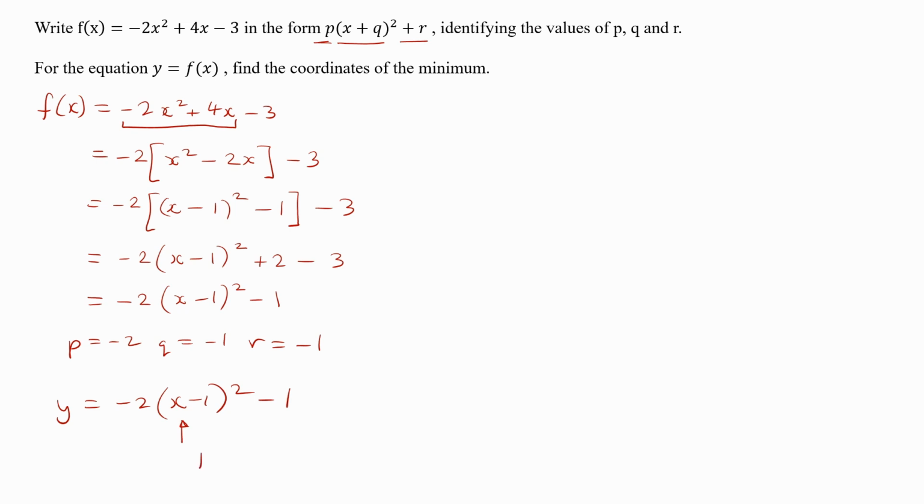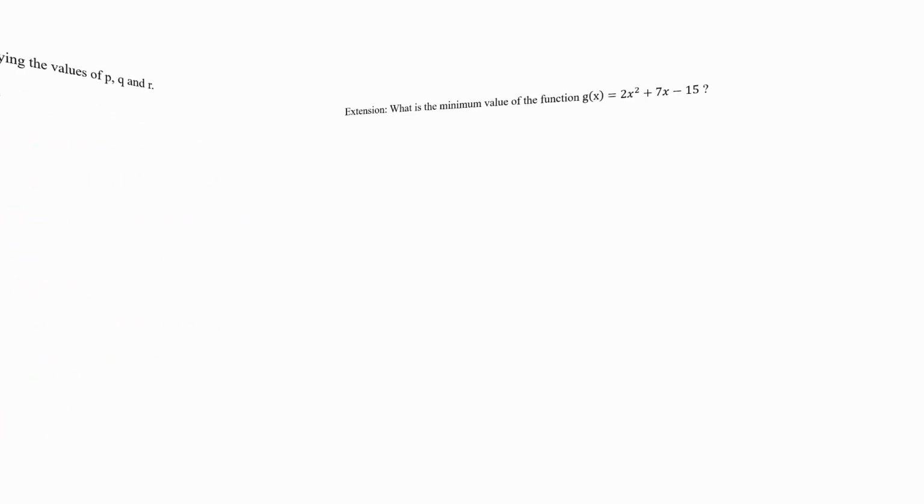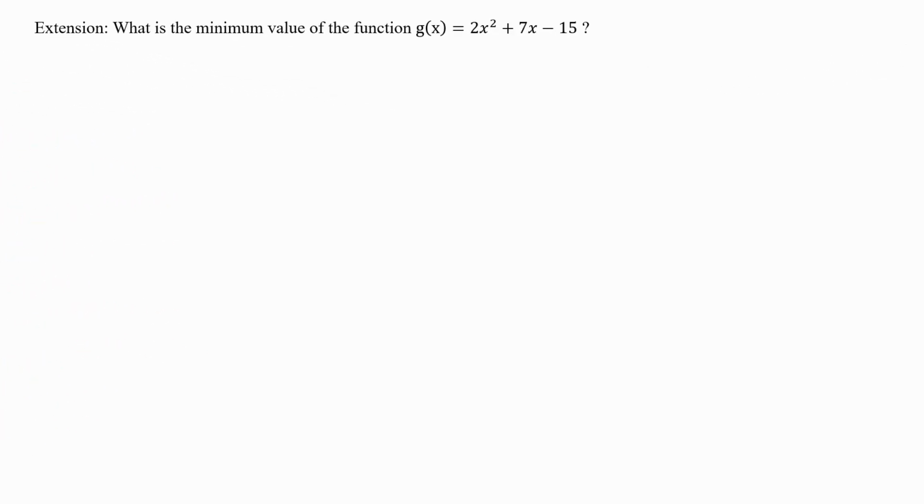Then the y coordinate is going to be just whatever is outside the bracket here. So minus 1. So the minimum is going to be 1, minus 1. And then onto the extension question.